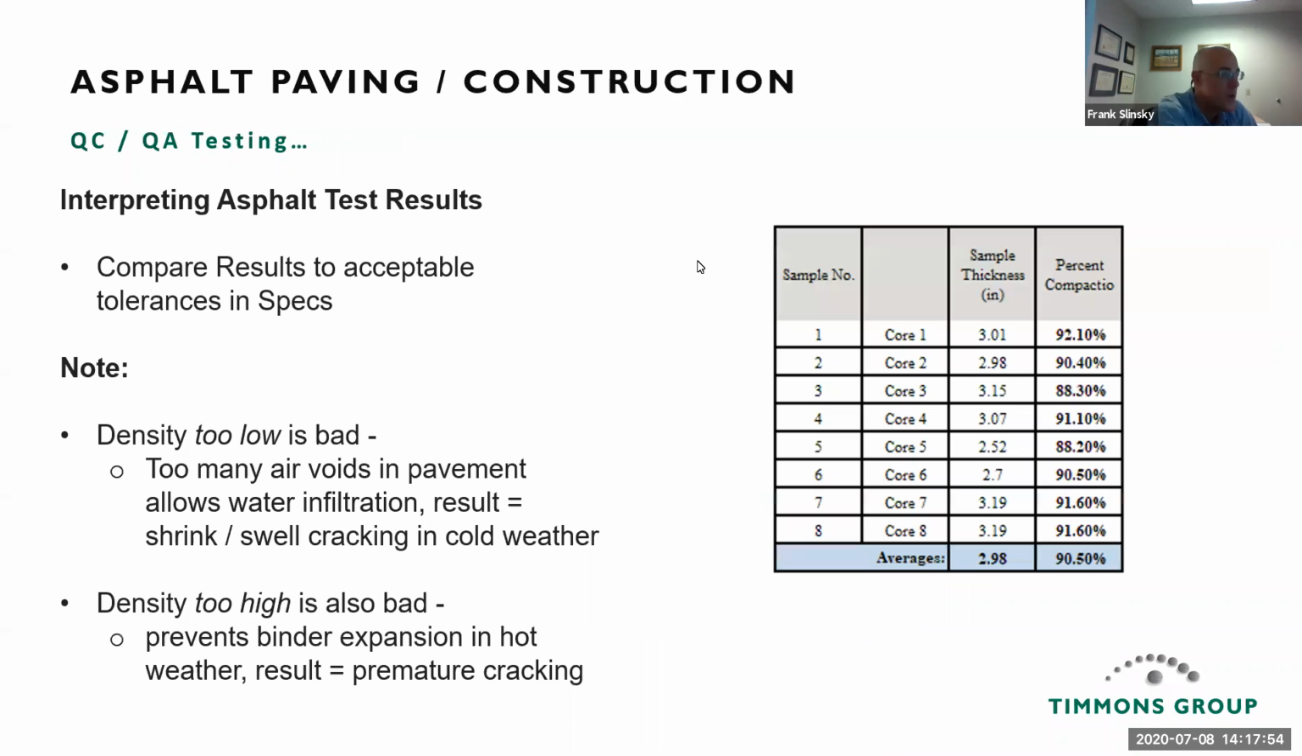So interpreting asphalt test results. Compare results to the acceptable tolerances in the specifications. A density too low is bad, where too many air voids are in the pavement and allows water infiltration. This causes shrink swell cracking in cold weather. A density too high is also bad. This prevents binder expansion in hot weather, and the result is premature cracking.